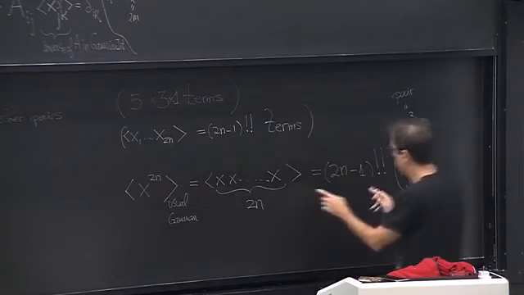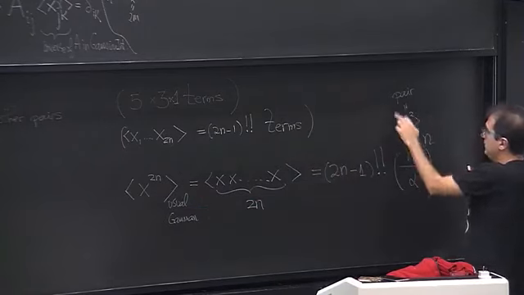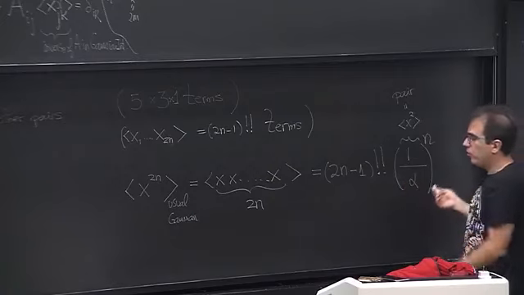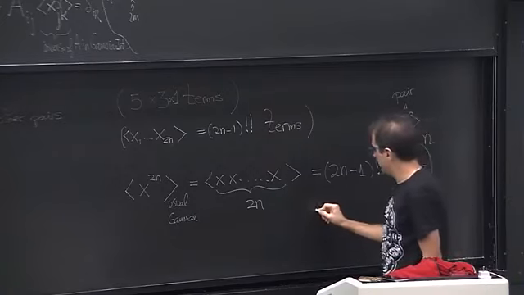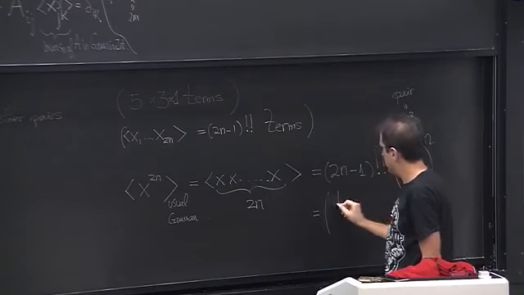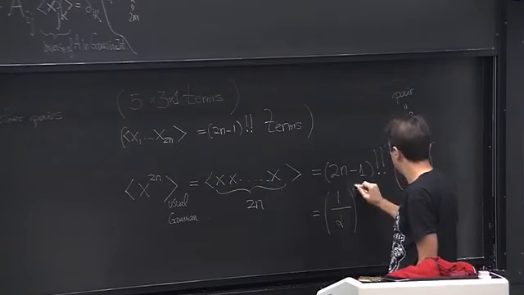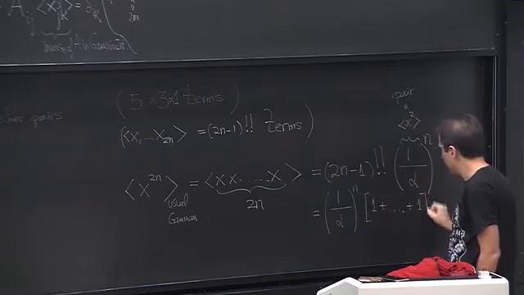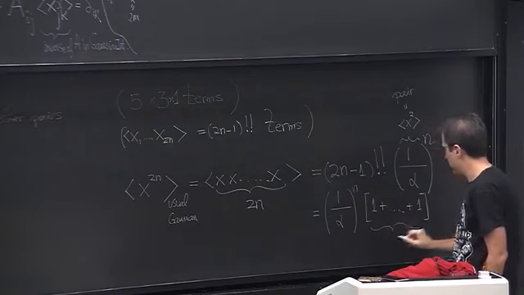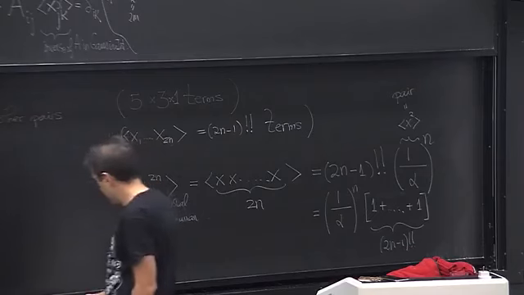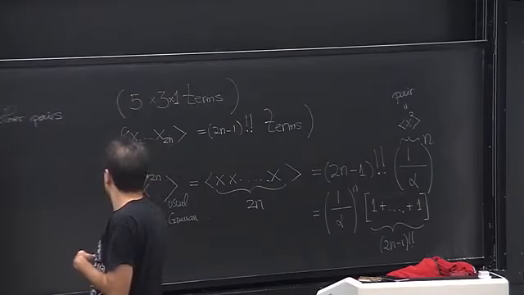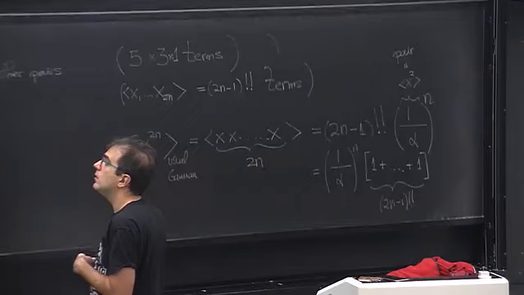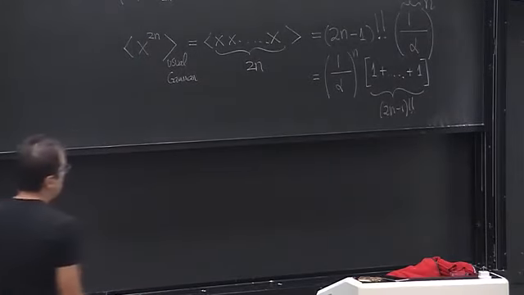One Gaussian integration gives me this. So what I can do is say that this is, it's my choice, of course. I can say that this is 1 over alpha to the n times 1 plus dot dot dot plus 1 this many times, right? Times 2n minus 1 double factorial. So that's just my choice, I just said.